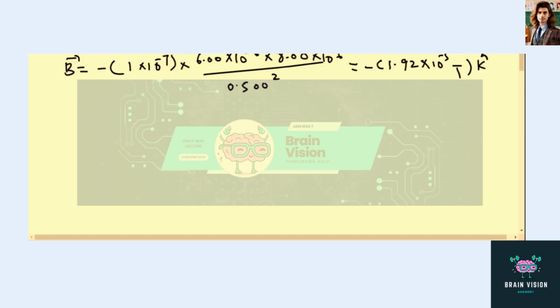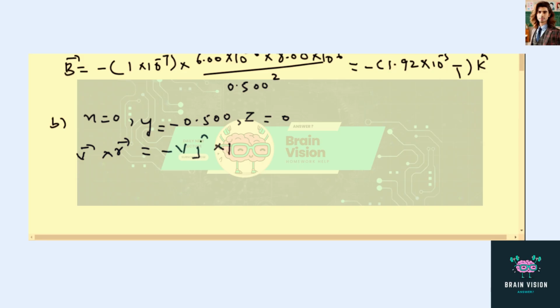All right, now let's do part B. Now we do the second part. Here x is equal to 0, y is equal to minus 0.500, and z is equal to 0. Using v cross r, which is equal to minus v j cross j, that is equal to 0. Therefore, the magnetic field at this point is equal to 0.